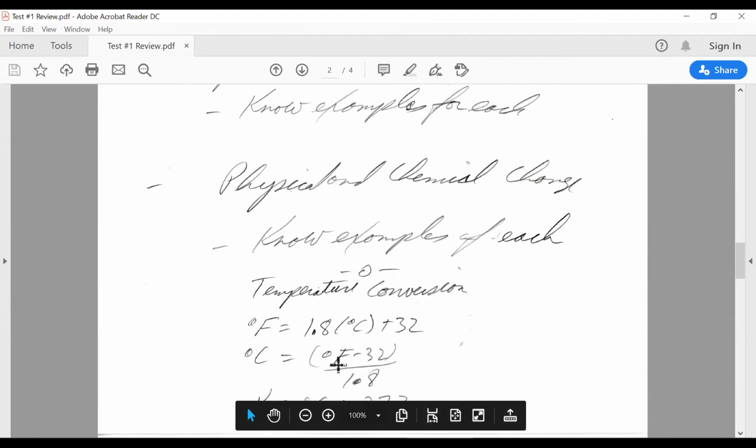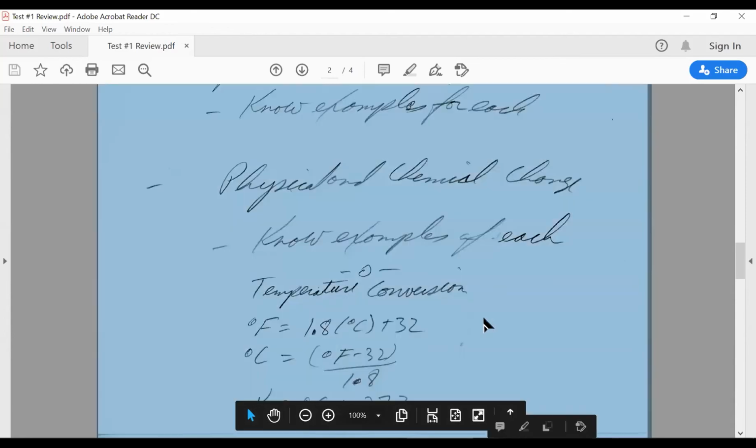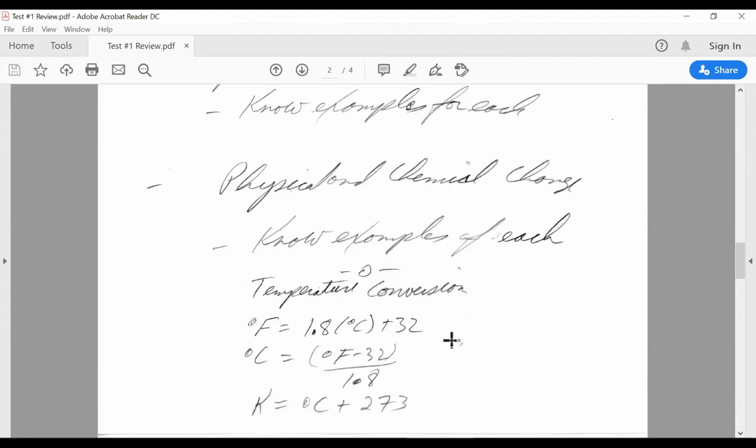Next one, going from Fahrenheit to Celsius, is degrees F minus 32 divided by 1.8. And those are both exact numbers. And remember, do the subtraction before you do the division. That's a common mistake students make. Don't. And finally, also 32 and 1.8 are exact numbers. Therefore, whatever significant figures degrees F has, that's how many your answer degrees C will have.